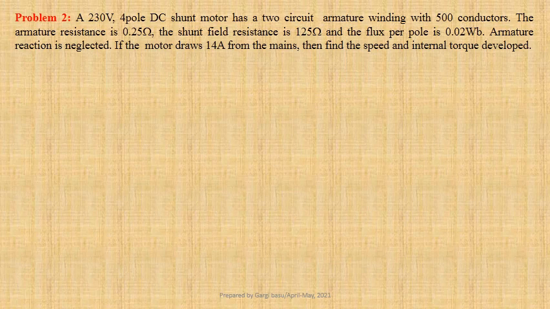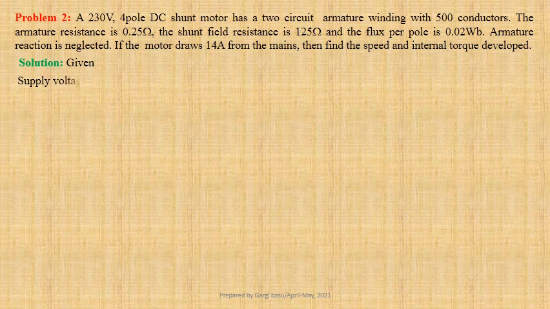A 230 volt 4-pole DC shunt motor has a 2-circuit armature winding with 500 conductors. The armature resistance is 0.25 ohm. The shunt field resistance is 125 ohm and the flux per pole is 0.02 Weber. Armature reaction is neglected. If the motor draws 14 ampere from the mains, we have to determine the speed and internal torque developed. Let us first write down the given data.